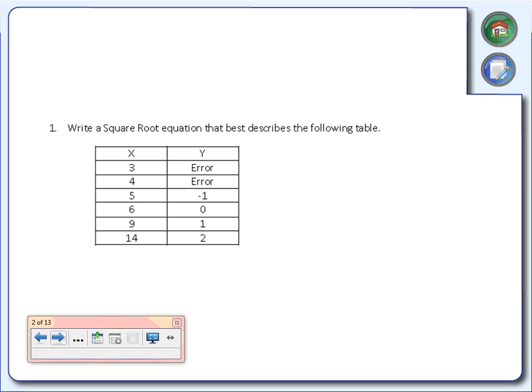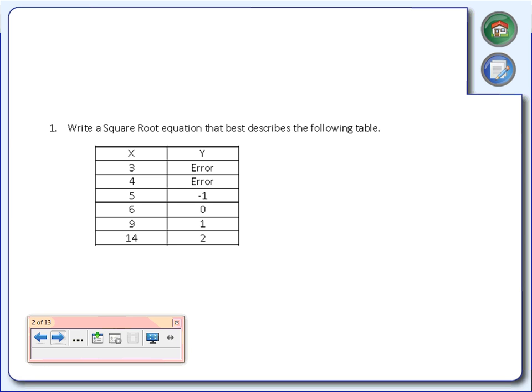First one, they asked us to write a square root equation that best describes the following table. Now, usually what happens is when we go to our calculator, we can go to Stat, Edit, put the table in, and then do a regression. We've done it with linear functions. We've done it with quadratic functions. Unfortunately, in our calculator, we don't have a square root regression. So we're going to have to kind of play around with some things here.